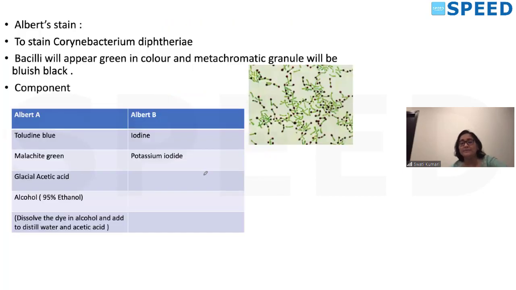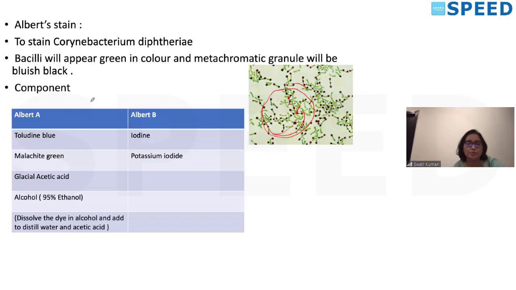Now coming to Albert stain. You must know that Albert stain is used for Corynebacterium diphtheriae. This is the Corynebacterium diphtheriae Albert stain picture where you see green bacilli and bluish black metachromatic granules, which we see in Albert stain done for Corynebacterium diphtheriae, which causes diphtheria. It has been asked what the components of Albert stain are.